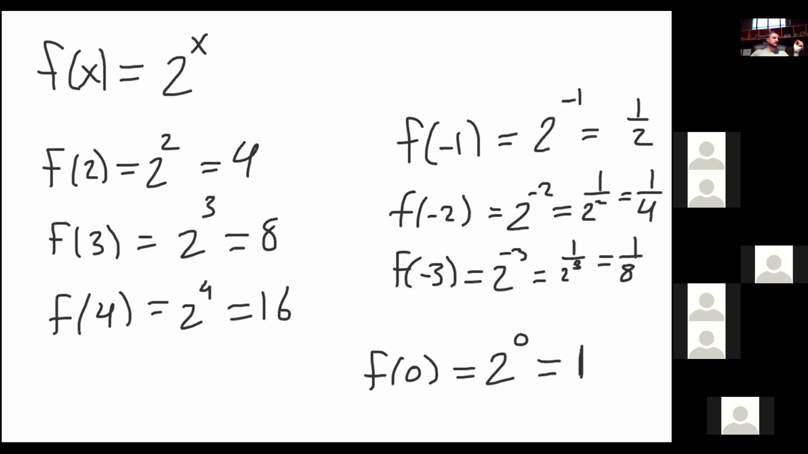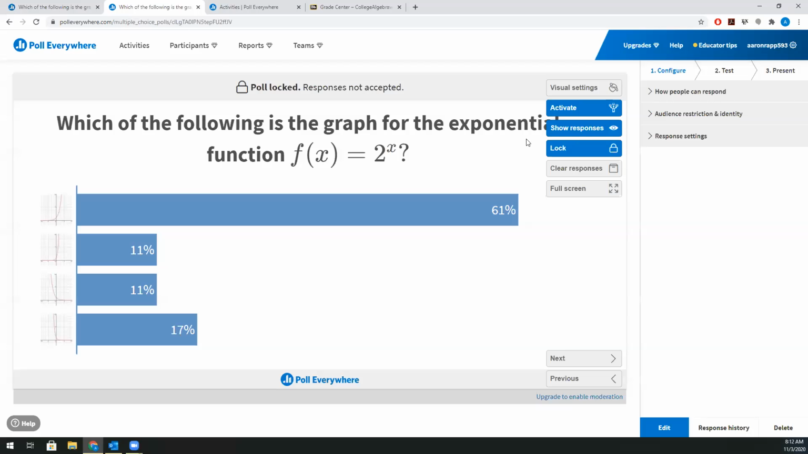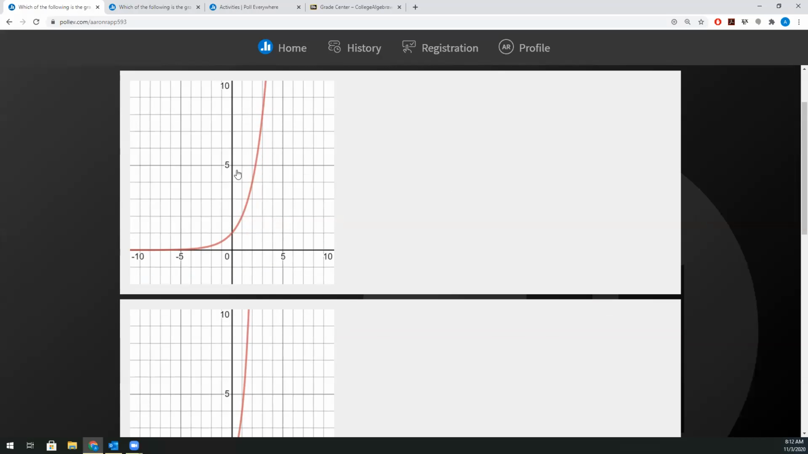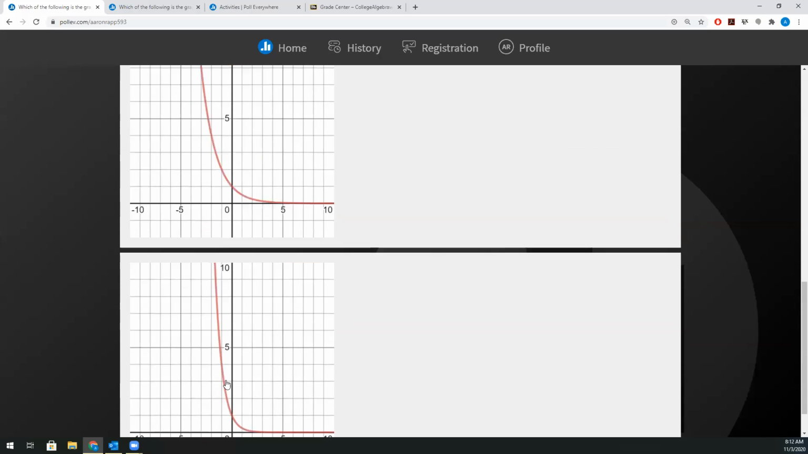All right, so 61% of you did get it correct. So that is awesome. So let's look at it. I'll unlock it so the pictures come through a little more clear. But it would be this first graph. One of the first things I want to look for is that for this function f, when I plug in 0, I should go through the point y equals 1. So I have to go through that point (0, 1), which I do see with all of these graphs.